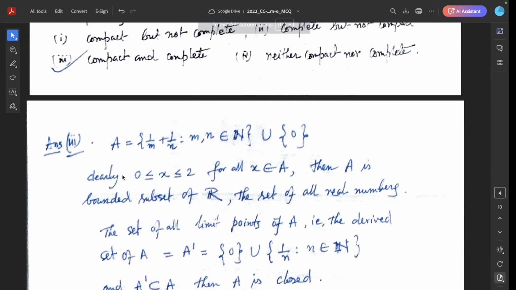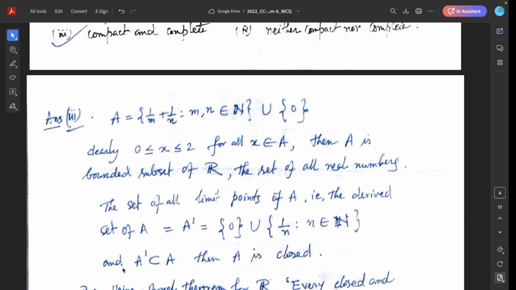A is the set. Clearly 0 ≤ x ≤ 2 for all x belonging to capital A. Then the set A is a bounded subset of the set of all real numbers. The set of all limit points of A, that is the derived set A', is equal to the singleton set {0} union the set of all those 1/n such that n belongs to the set of all natural numbers N. And then A', the set of all limit points, is a subset of A.